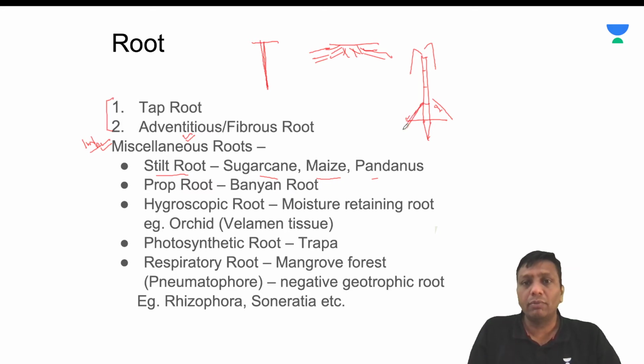And these are also growing from top to bottom as positive geotropic. This is the main root, which absorbs the water, but this is a stilt root, which provides support to the plants. Prop roots you will see in the banyan tree. Very simple, guys. Banyan tree everybody has seen.